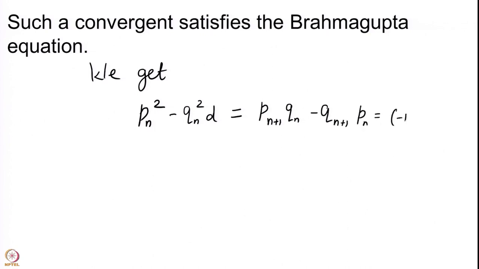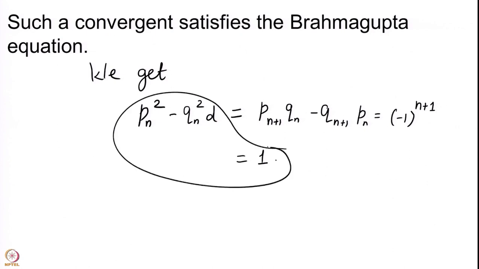Which we know is minus 1 to the power n plus 1, but n is odd. And therefore, n plus 1 is even, and so we get that this is equal to 1. So, indeed p n and q n do satisfy the Brahmagupta equation. So, what we have proved is that any solution to Brahmagupta equation which is bigger than 1 is a particular type of convergent to root d, and moreover if you take a particular type of convergent to root d, that does satisfy the Brahmagupta equation.